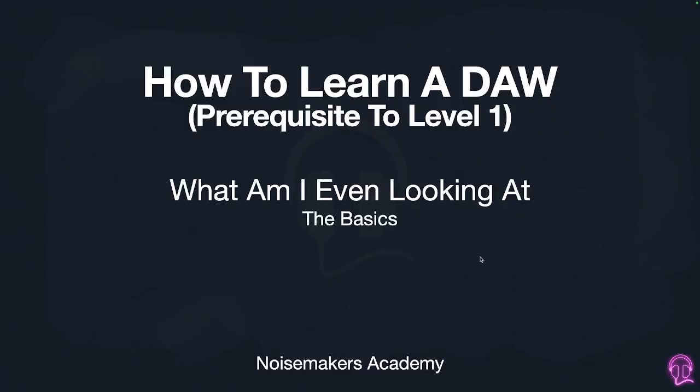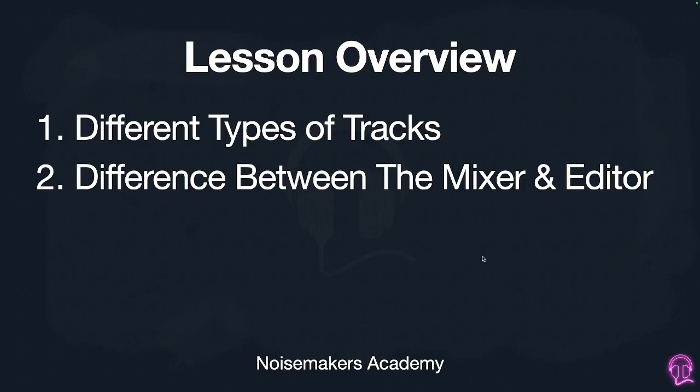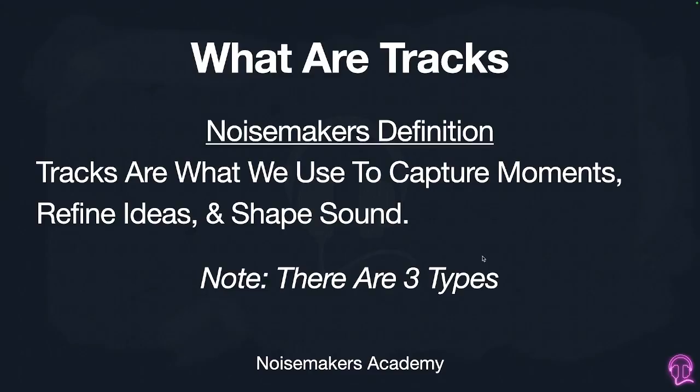This is going to be our prerequisite lesson for the first time ever, so you have to sort of focus on this one. Let's jump on in. Okay, so there we are, How to Learn a DAW. What am I even looking at? Okay, so over this lesson, we're going to talk about the different types of tracks and the difference between the mixer and the editor view. Okay, this is important because we need to understand what we're looking at before we can actually make progress in it. So what are tracks?